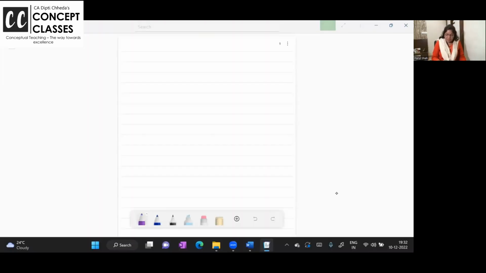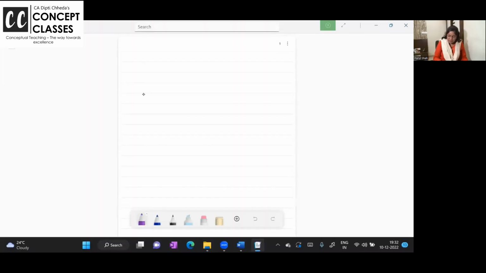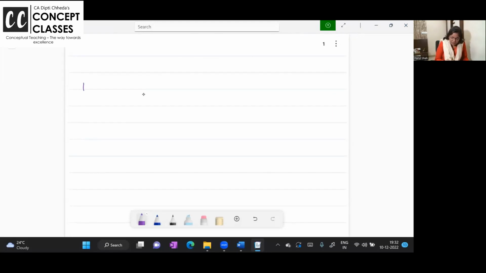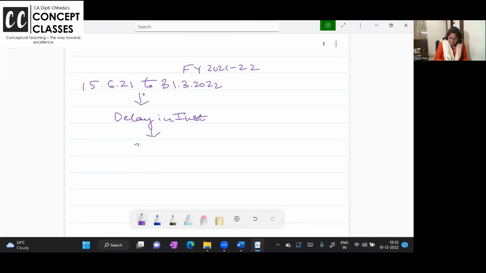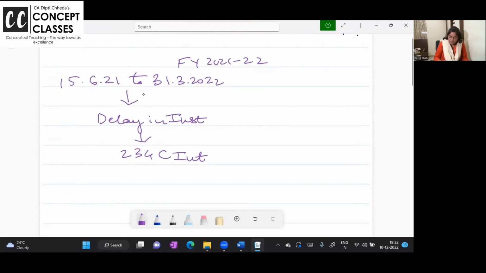Check this, all of you. This is a blank page. But what I'm writing, if you can understand and write it as your booster notes. Say our financial year is 21-22, just taking an example. Then 15th June 21 to 31st March 22. If there is a delay in installments, we are paying 234C interest.